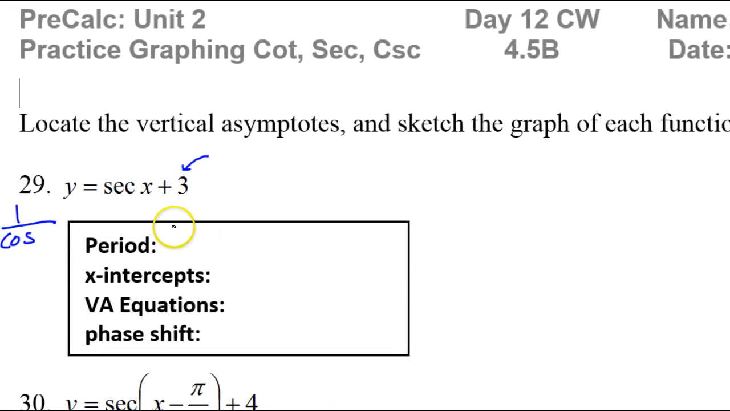So let's see. First of all, the period of the secant function is the same as cosine. So the period will be 2 pi, since there's no b value, or the b value is 1, so the period is going to stay 2 pi. Does everyone understand? This is not a phase shift. There's no parentheses. So this is not a phase shift of 3. This is a k value. This is up 3. If this were in parentheses, then it would be a phase shift.